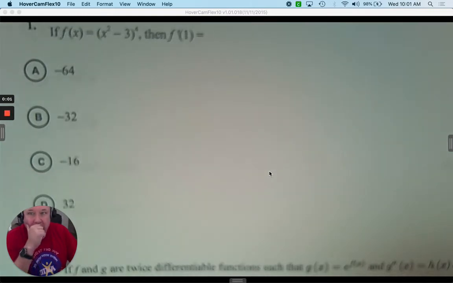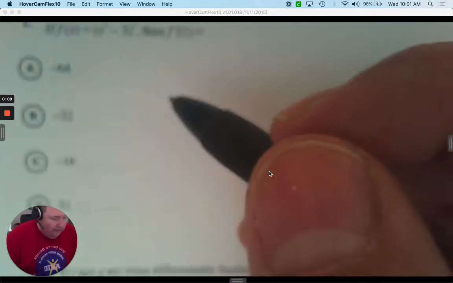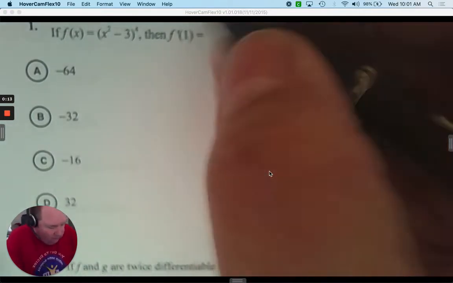All right, this is Unit 3 from College Board, reviewing. Again, this is mostly derivative practice and review. So f of x equals (x squared subtract 3) to the fourth. And what's the derivative at 1?